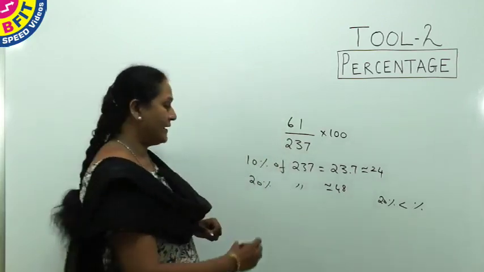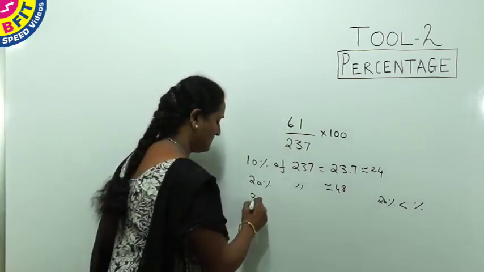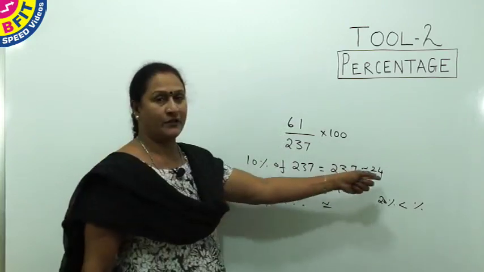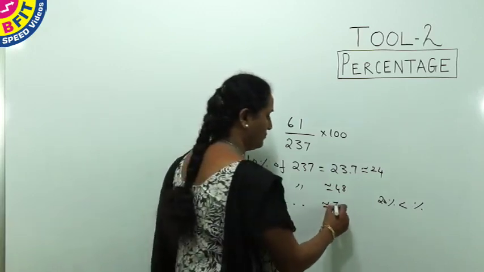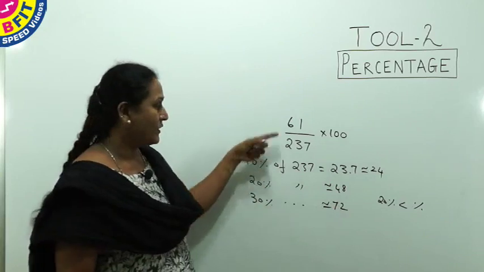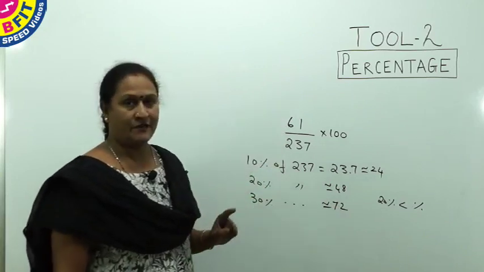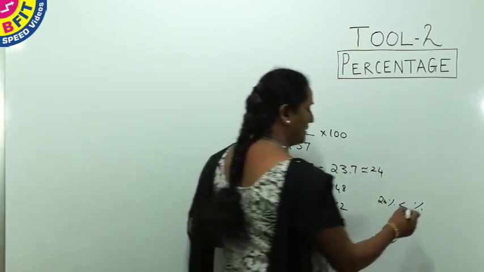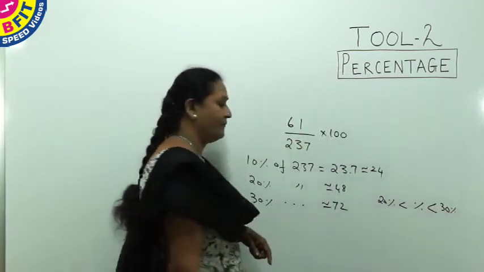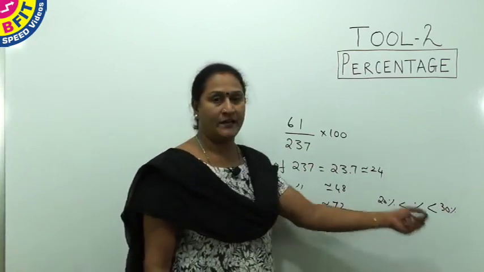And if we check for 30%, so 24 into 3, so it is 72. So approximately 72, but less than this. So here the denominator is less than 72, so the percentage is less than 30%. The percentage lies between 20 and 30.